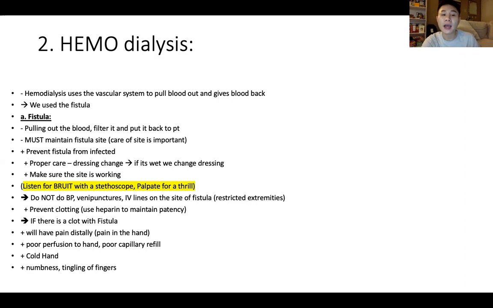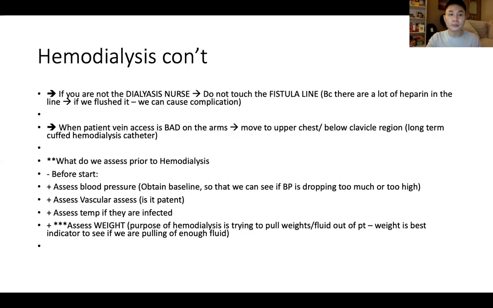Okay, so we have to prevent clotting by using heparin to maintain the patency of this site. If there's a clot in the fistula, the patient will have pain distally, meaning pain in the hand area. This will lead to poor perfusion to the hand, causing poor capillary refill, a cold hand, and numbness and tingling of the fingers. So if you are not a dialysis nurse, we do not touch the fistula line, because there's a lot of heparin in the line, and if we flush it, we can cause complications.